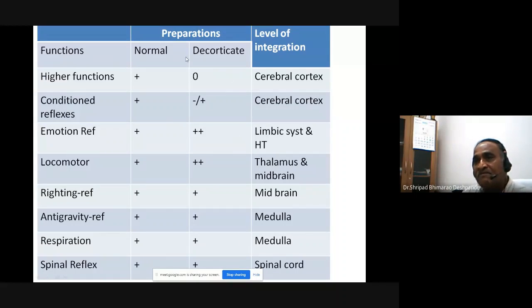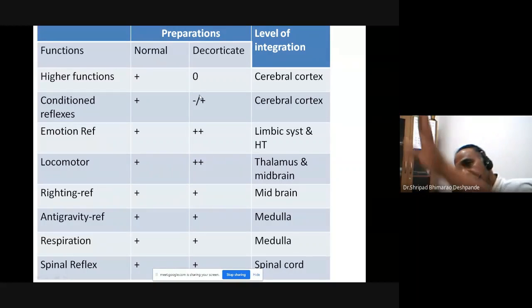Since the suppressor effect is absent, they get exaggerated. The emotional reflexes become exaggerated. They come back. The locomotor reflexes, because they were suppressed by the cortex, now there is no suppression effect, they are exaggerated. So these two get exaggerated, and the righting reflexes remain, the anti-gravity reflexes remain, the respiration and the spinal reflexes remain.